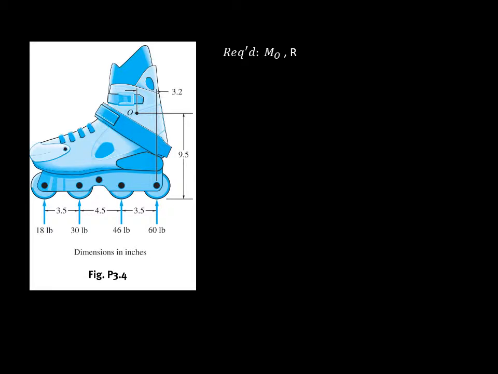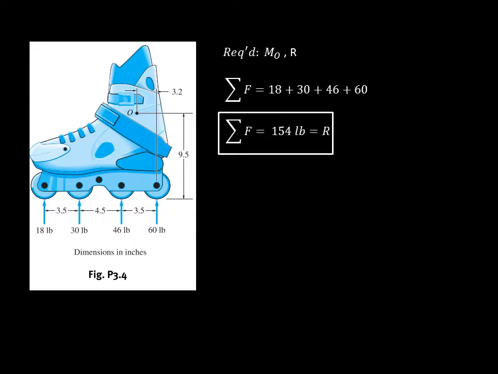First, let us solve for the resultant force in the diagram. Since the forces are all directed along the y-axis, we can just add them all up to get the resultant, which is 154 pounds. Now, let us proceed in solving the moment at point O.